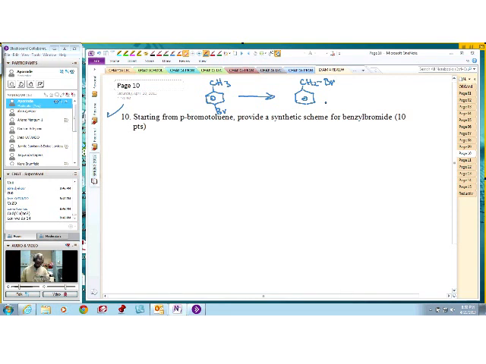Anyway, how will you approach this question? Let us do the analysis here. If you look at this, we need to convert this here to the benzyl bromide. I think we should be able to do that fairly easily. Then we also need to get rid of this bromine. That is the key to this question. What is the most important reaction that we are going to have to use in order to get rid of this bromine? Anybody have an idea?